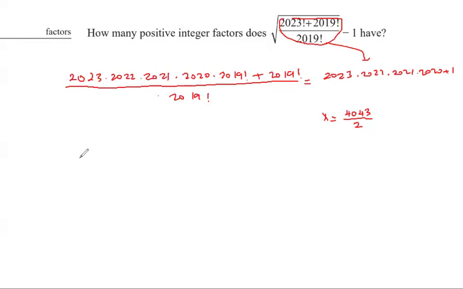So then this number would be x plus 3 over 2. And then this number is x plus 1 over 2. And the next number is x minus 1 over 2. And the last is x minus 3 over 2. And there is a plus 1. So let's not forget about that.